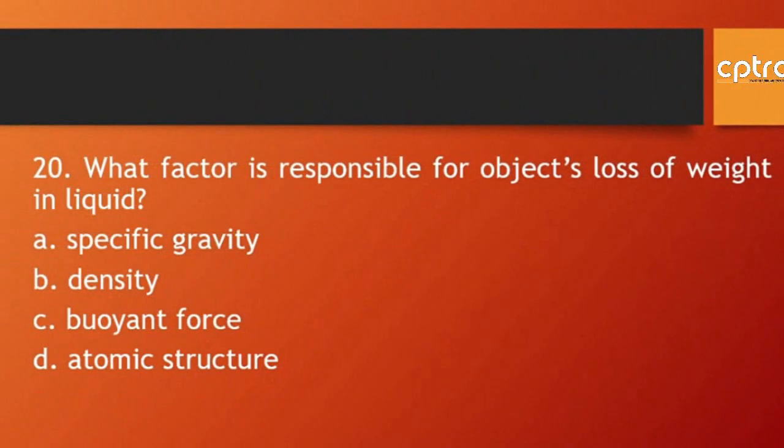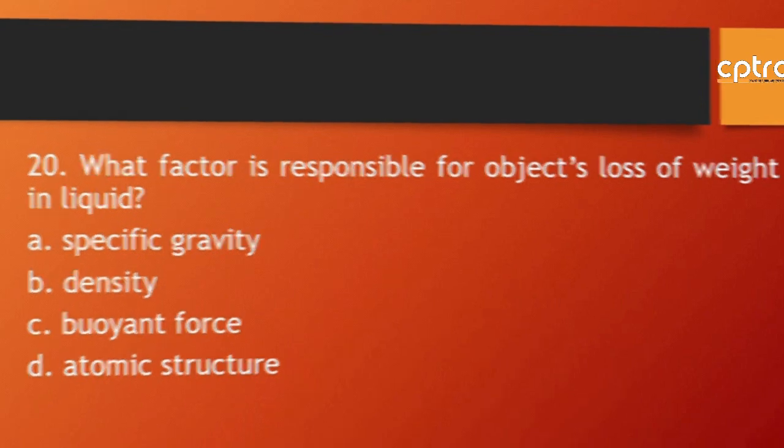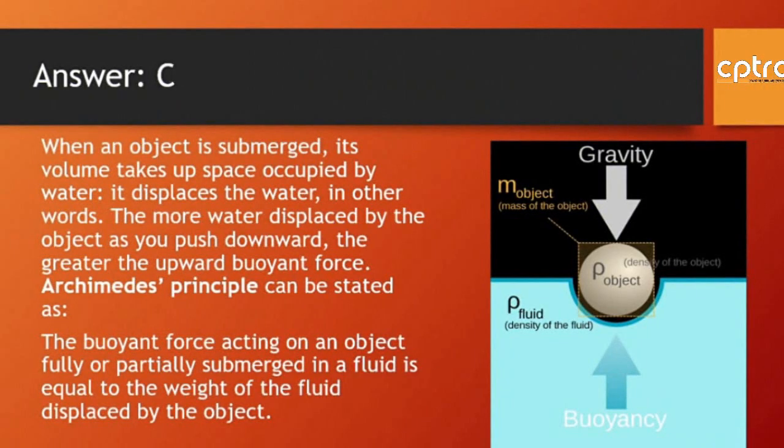Number 20. What factor is responsible for objects' loss of weight in liquid? The answer is letter C, the buoyant force. When an object is submerged, its volume takes up space occupied by water. It displaces the water, in other words. The more water displaced by the object as you push downward, the greater the upward buoyant force. This is the Archimedes principle, which can be stated as: the buoyant force acting on an object, fully or partially submerged in a fluid, is equal to the weight of the fluid displaced by the object.